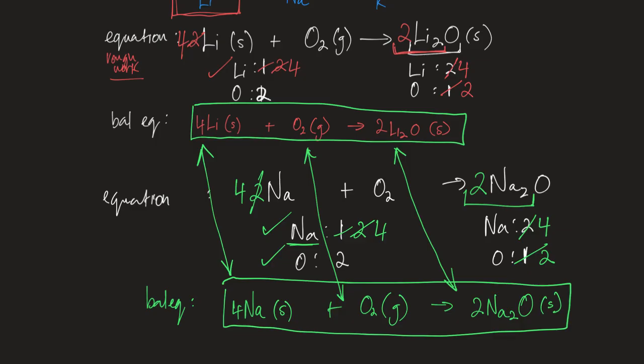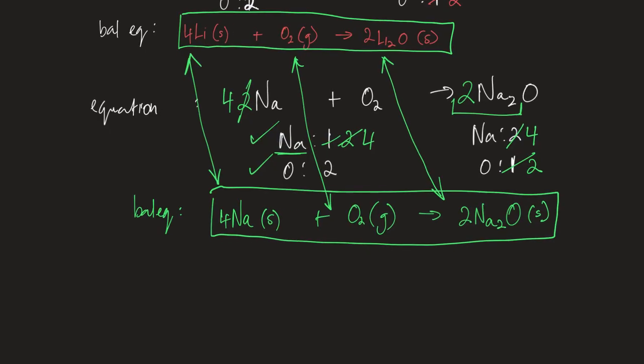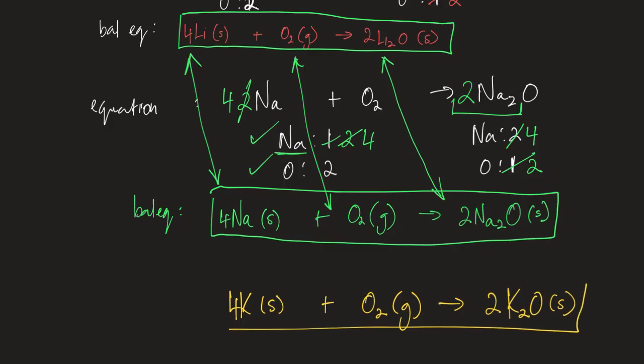So when I get to potassium then, I can say the balanced equation for potassium is 4K, which is a solid, plus O2, which is a gas, and that's going to give me 2K2O, which is a solid. And that's my balanced equation for potassium. So you need to know how to balance these three equations.